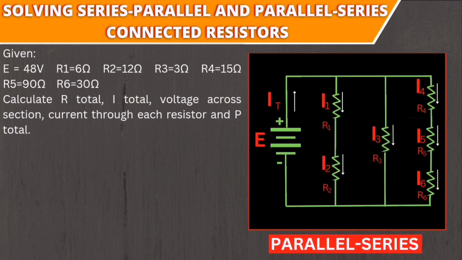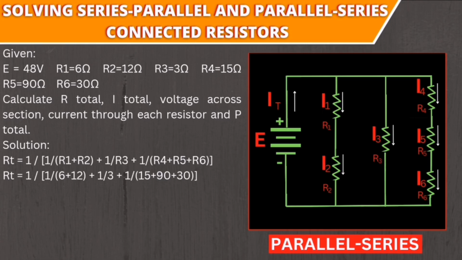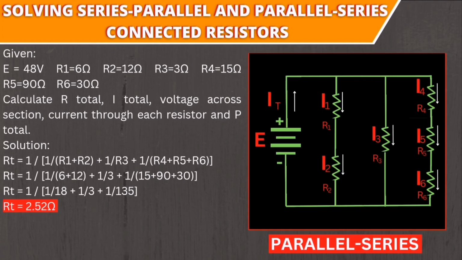So the solution, guys, will be A. R total is equal to 1 over R1 plus R2, plus 1 over R3, plus 1 over R4 plus R5 plus R6. So it is equal to 1 over 6 plus 12, plus 1 over 3, plus 1 over 15 plus 90 plus 30. Then it will become R total is equal to 1 over 18, plus 1 over 3, plus 1 over 135. So the answer is R total is equal to 2.52 ohms.